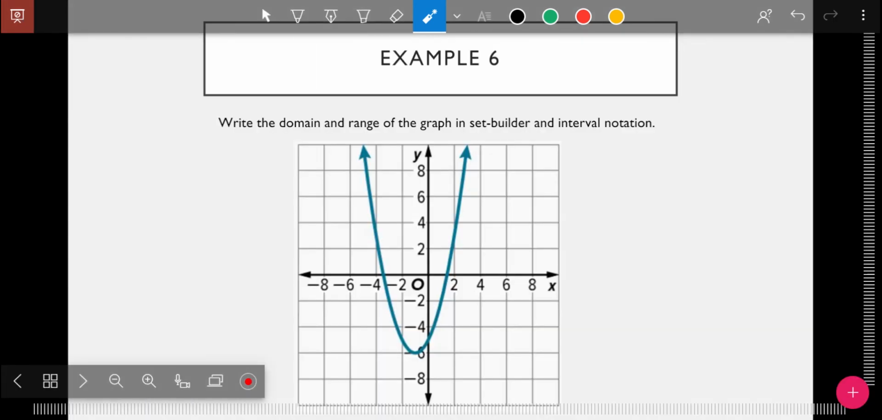All right. Example 6. Write the domain and range of the graph in set builder and interval notation. So we'll do the domain on this side, and we'll do the range over here.